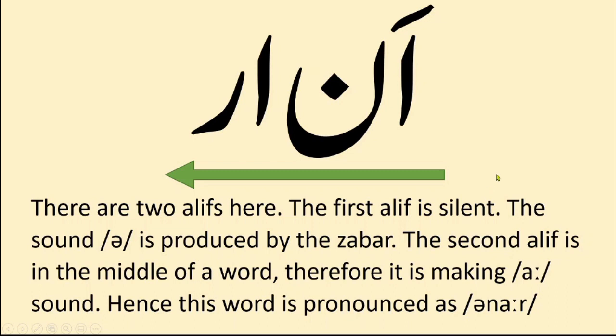Now in Urdu, usually people say alif anar. So alif gives you anar sound. That's a big mistake. Alif doesn't give you anar sound. Alif is silent. The sound is this zabar. Now let me explain it in more detail.